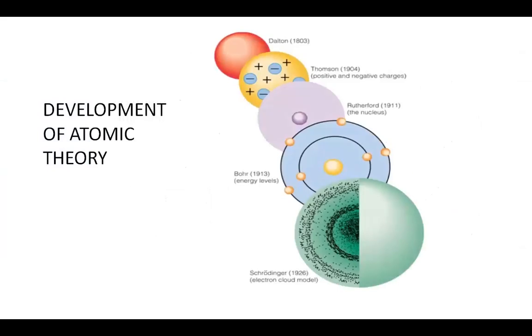Now, the development of the atomic structure. This is the historical timeline given here. It started with Dalton in 1803. Then the scientist Thomson discovered positive and negative charges in the atom in 1904. Then Rutherford introduced the nucleus in 1911.